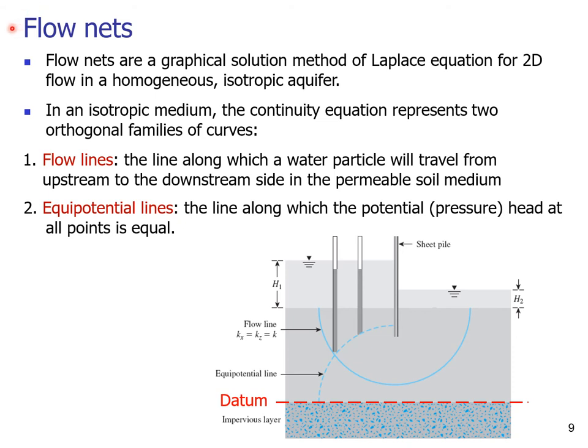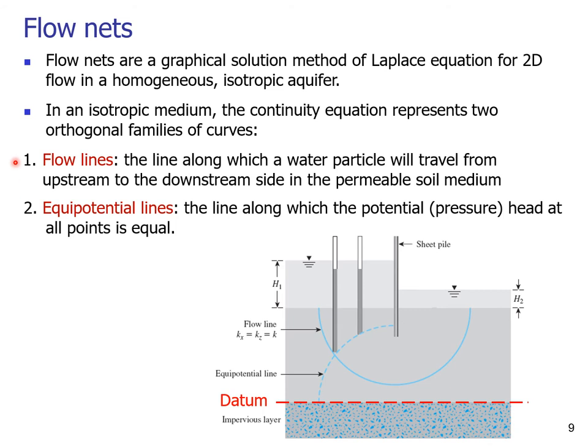Now look at the flow nets. Flow nets are a graphical solution method of the Laplace equation for 2D flow in a homogeneous isotropic aquifer. In an isotropic medium, the continuity equation represents two orthogonal families of curves, flow lines and equipotential lines. So these are the two important lines.